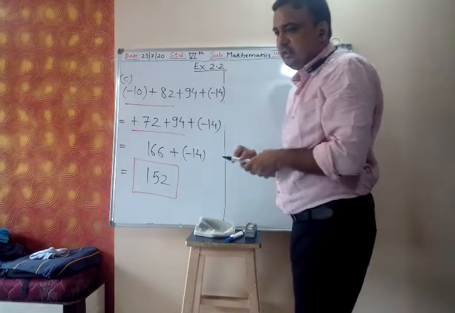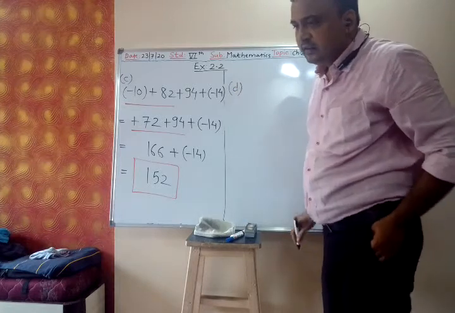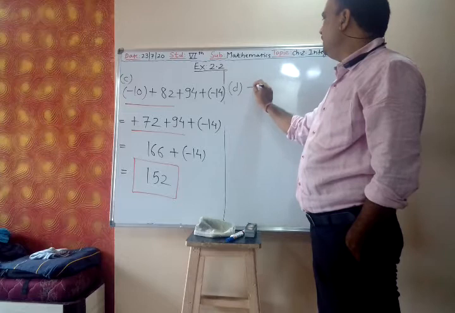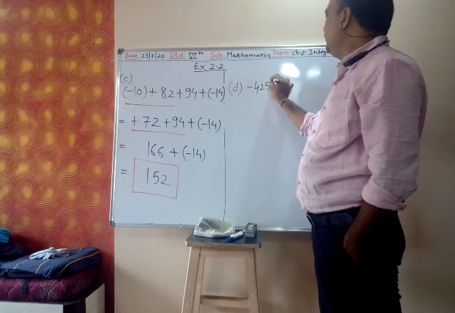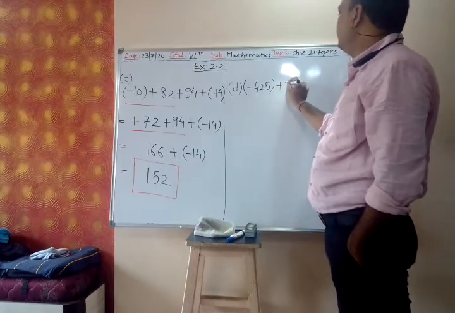Now next is the D part. Minus 425 plus 325.